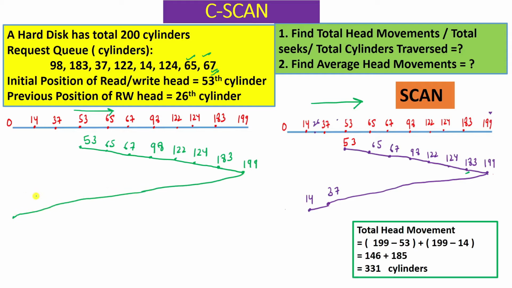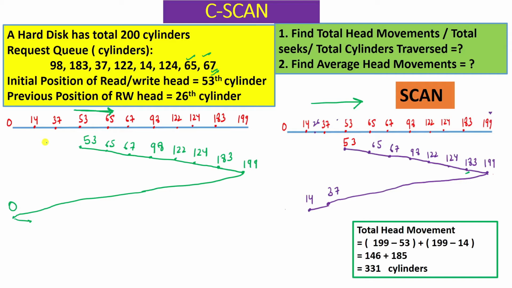This last cylinder number is 0. So in this direction, when we are moving, we will not service 37 and 14. In C-SCAN we will not do this. So we will come to this last cylinder number, that is 0, in this direction, and again we will start from here, right? As our head was moving in this direction, we serviced all the requests. Again we will service all the requests in this direction.